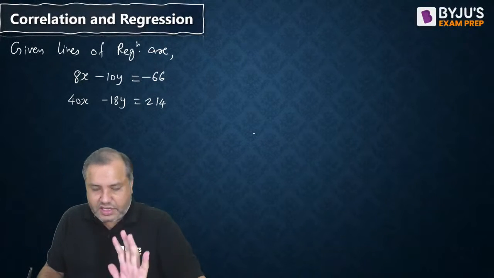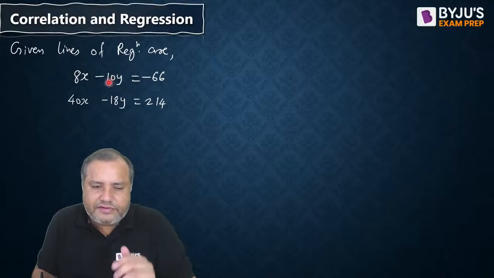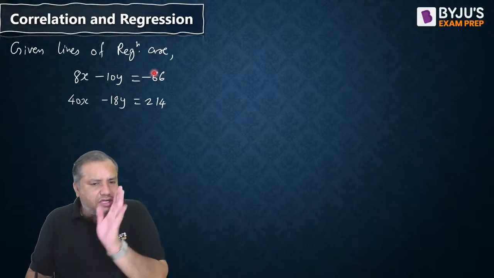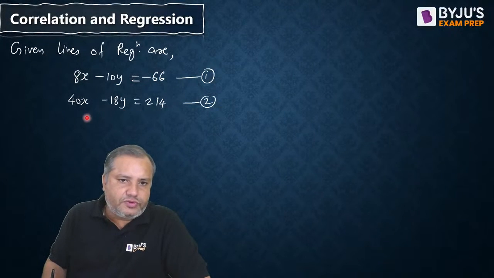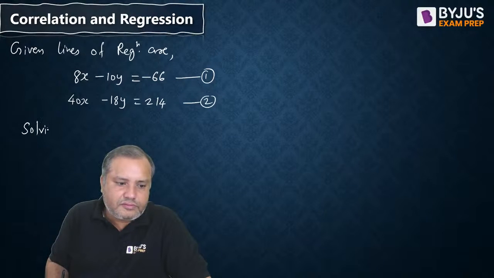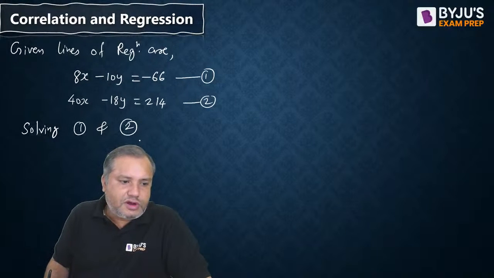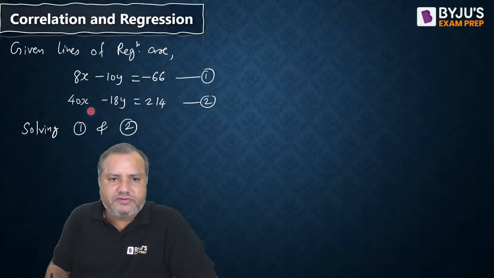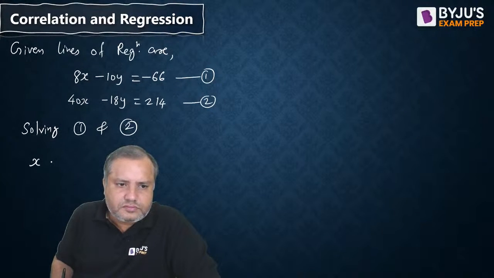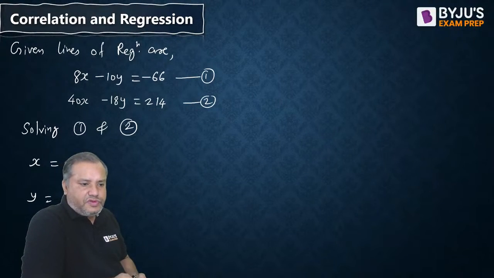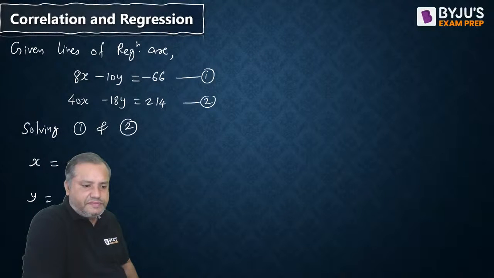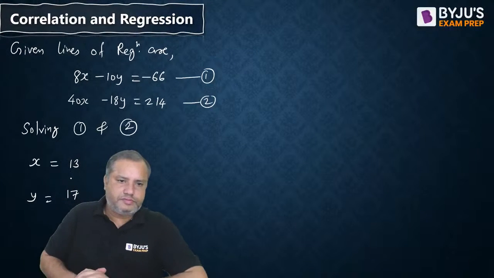What I have done is just kept x and y terms on the left hand side and constant terms on the right hand side. Let us mark it as equation 1 and equation 2. Solving 1 and 2, you will get x equal to 13 and y equal to 17. Check it and let me know.